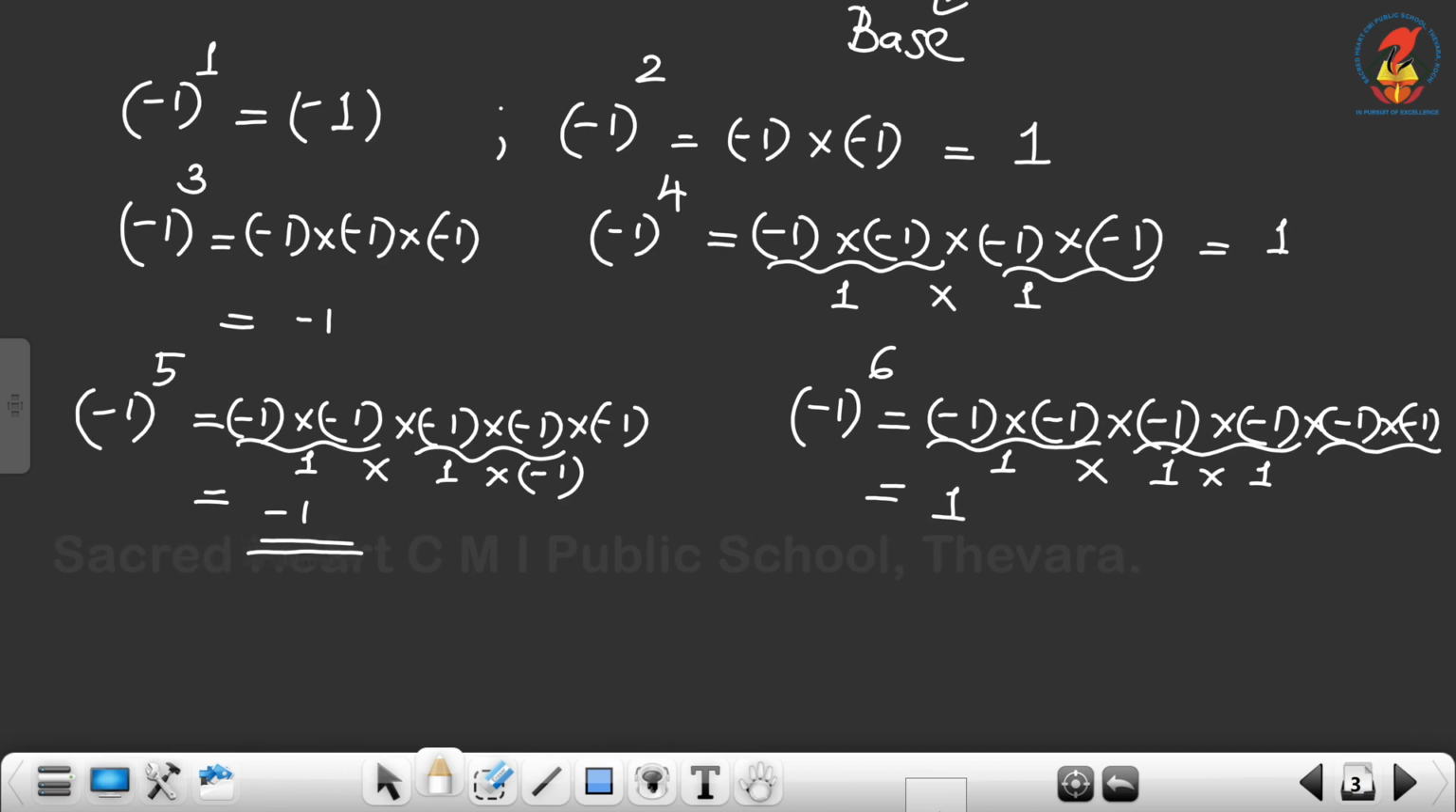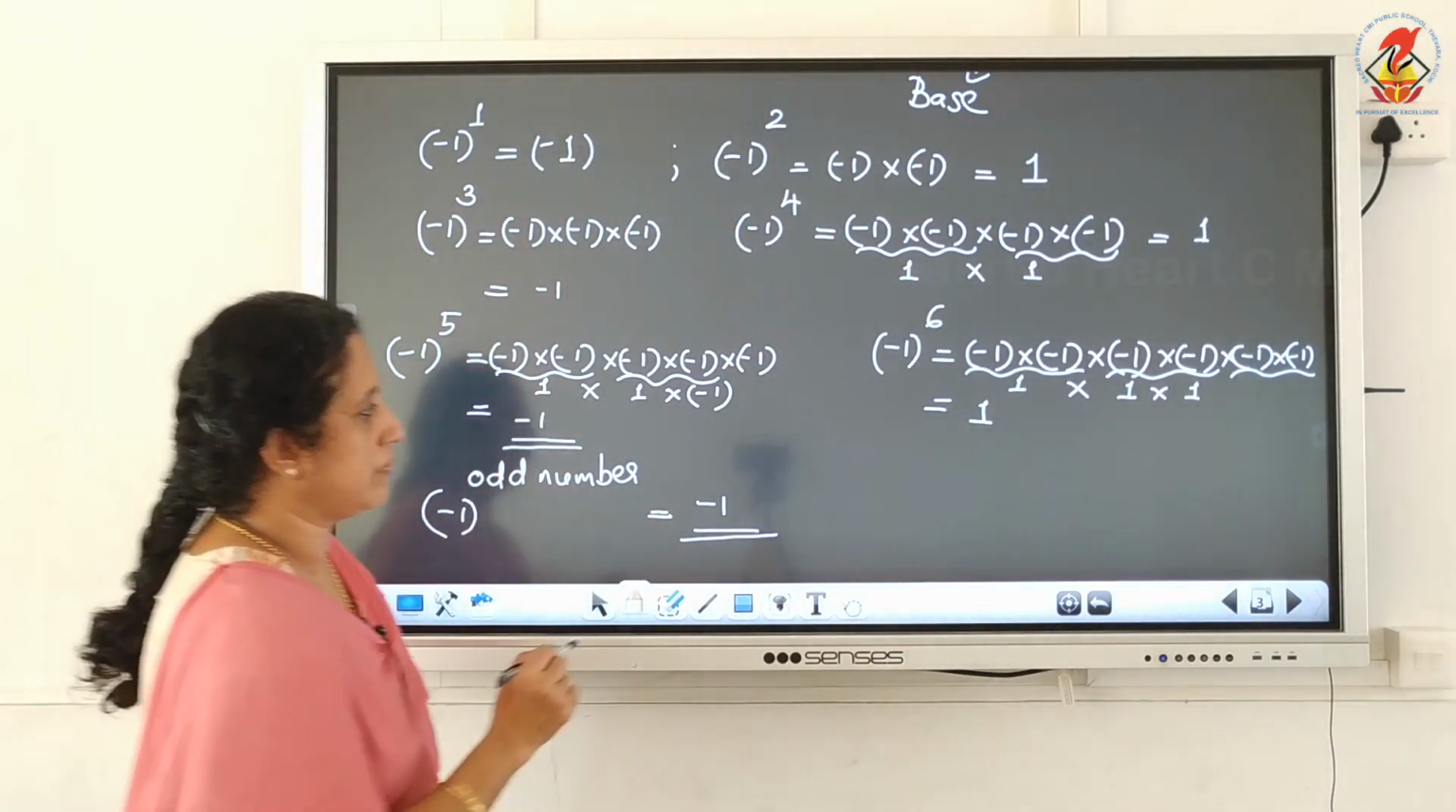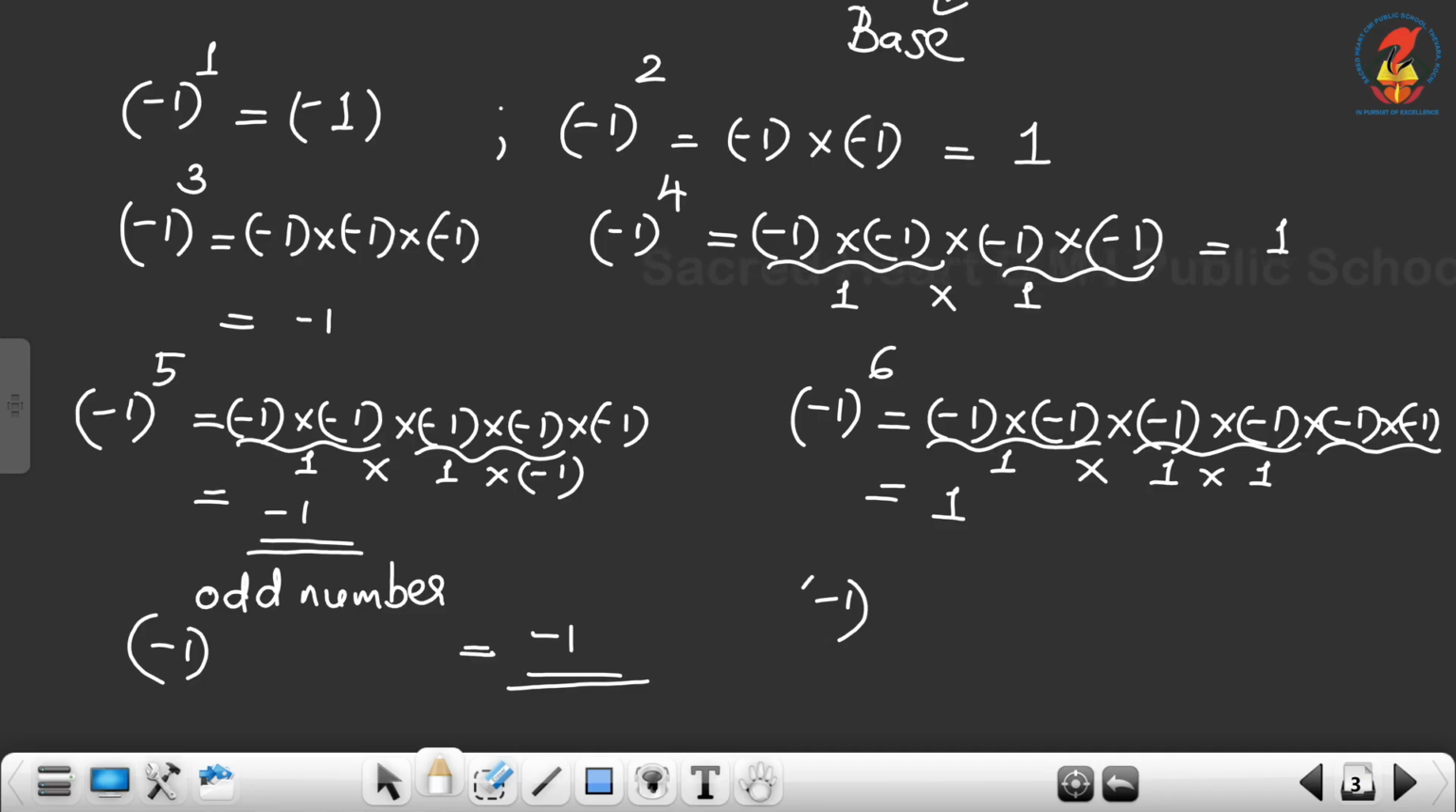So from the above examples, what did you understand? When negative 1 is raised to an odd power, an odd number, the product is always negative 1. So the result is always negative 1. Then again, if the power is an even number, the result is always positive 1.